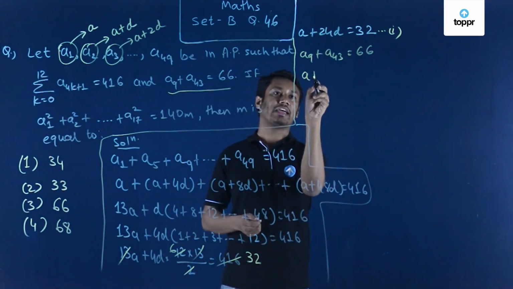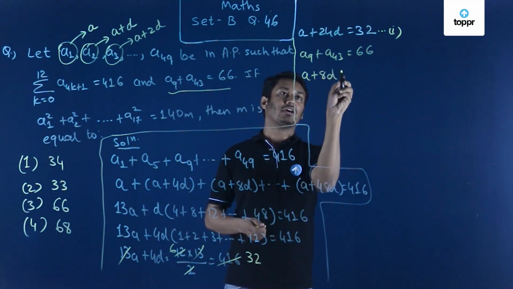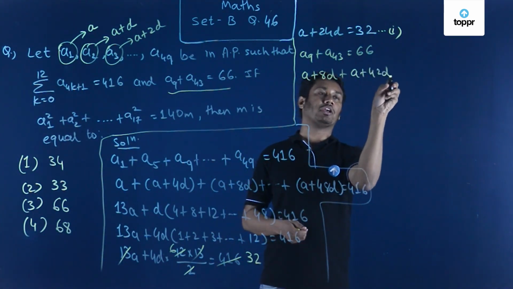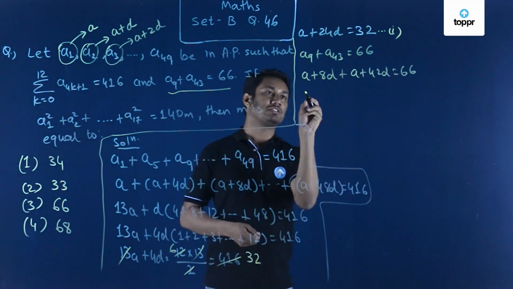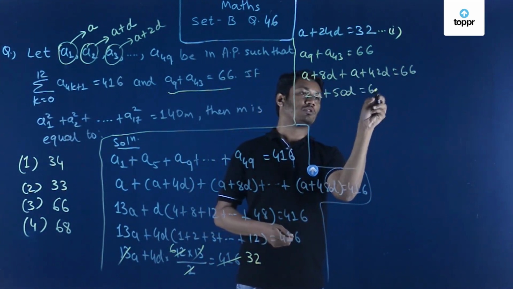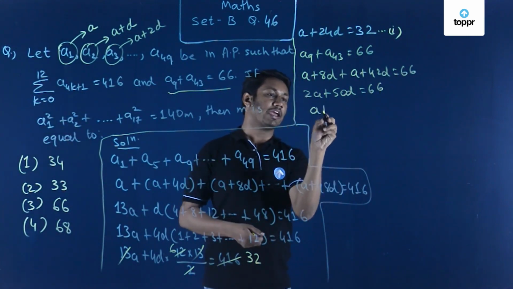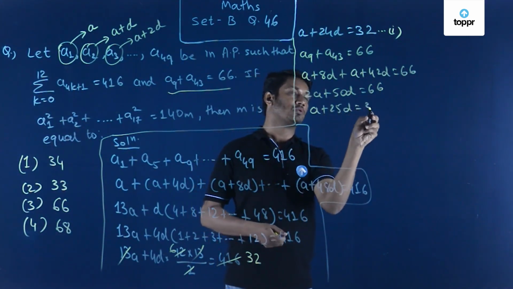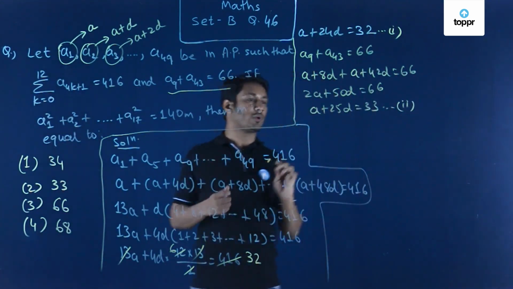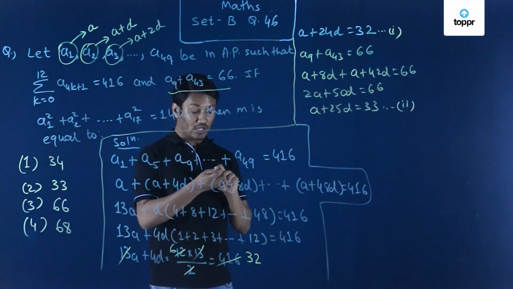A9 will be nothing but A plus 8D, and what will be A43 equal to? It will be A plus 42D. Now this is 66. A plus A becomes 2A, 42 plus 8 becomes 50D equal to 66, and this gives me A plus 25D equal to 33. Now this becomes equation number 2. So if I solve both the equations, I can find out the value of A and D.